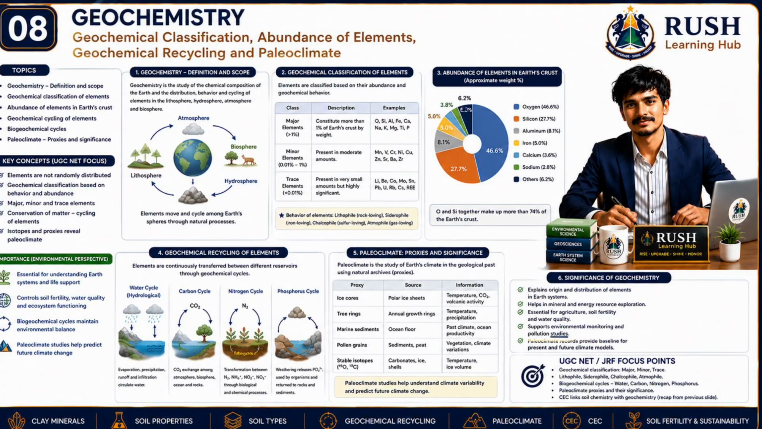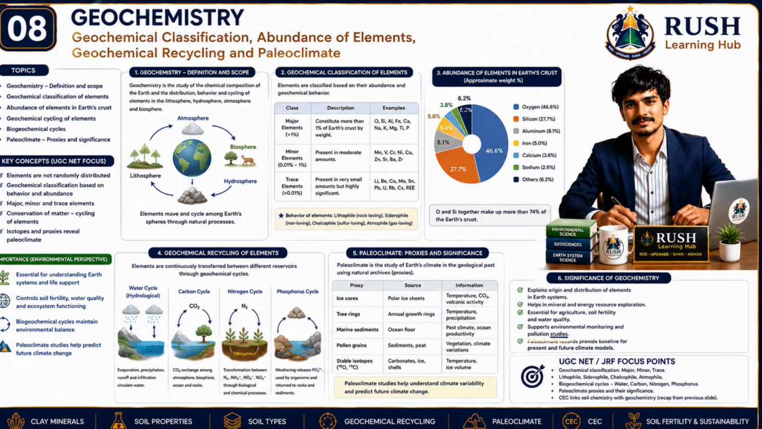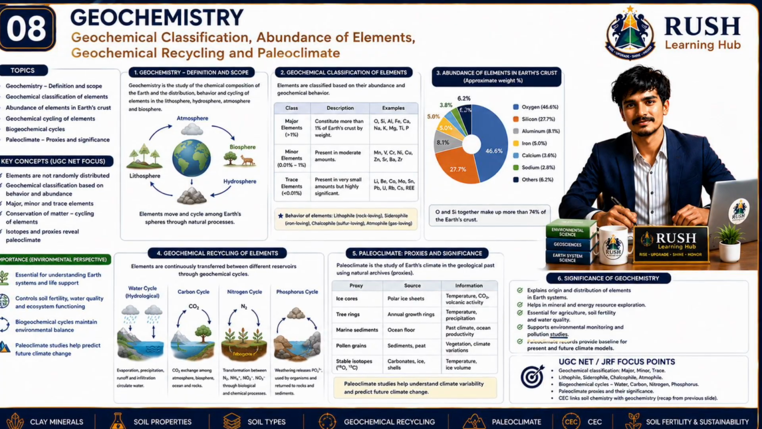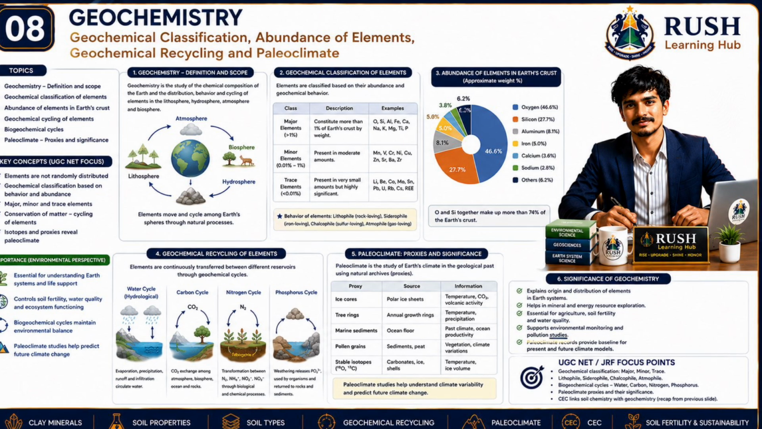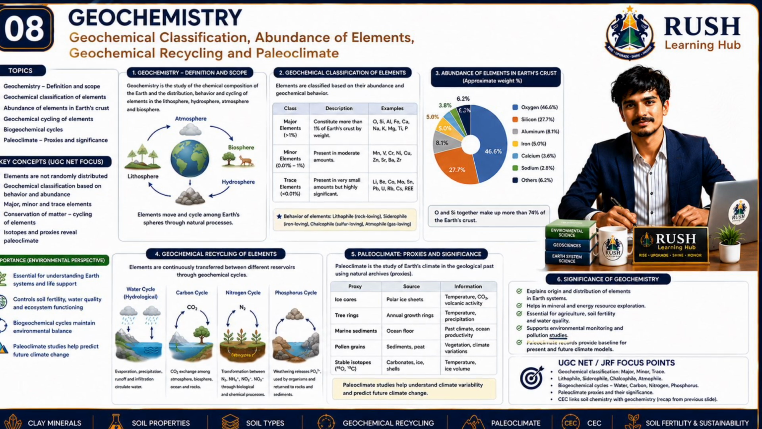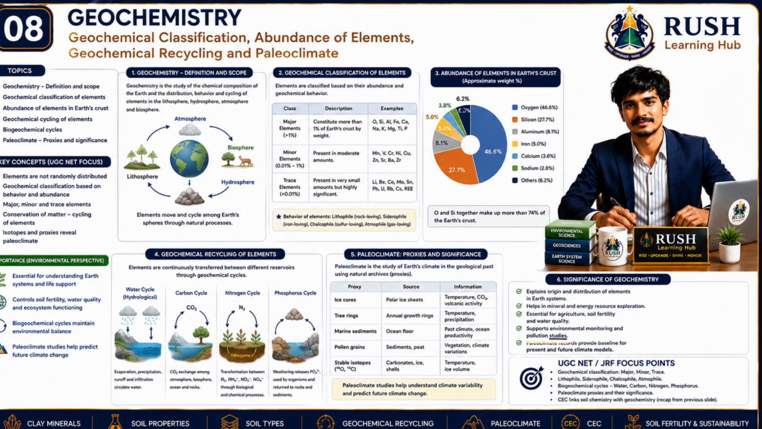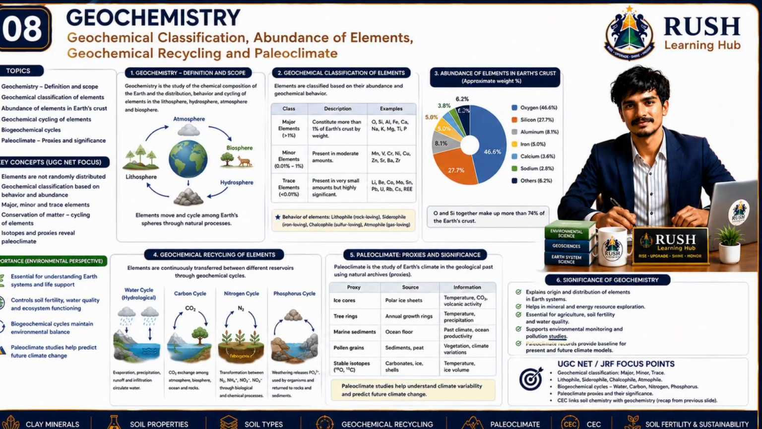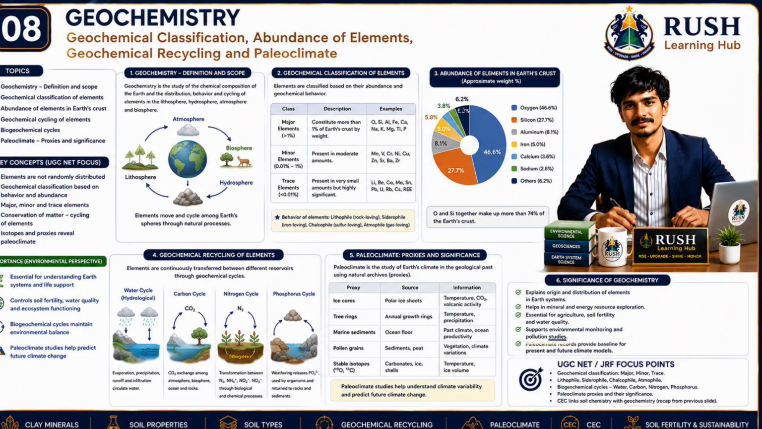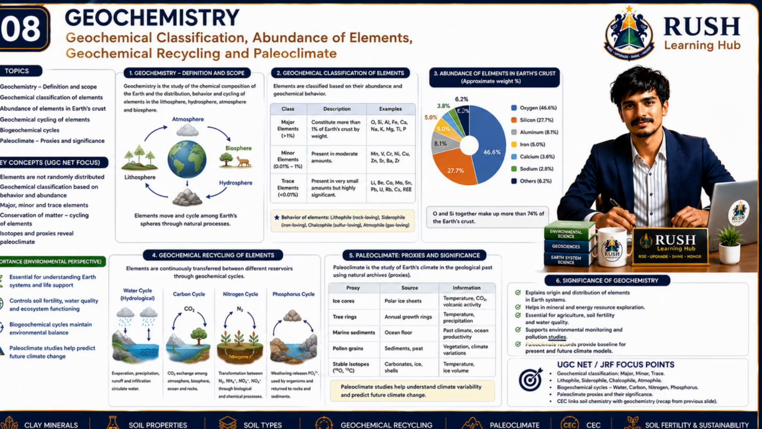Now let us discuss paleoclimate. Paleoclimate refers to the study of Earth's climate during geological time periods. Since direct measurements are unavailable for ancient climates, scientists rely on proxy indicators to reconstruct past climatic conditions. One important proxy is ice cores.